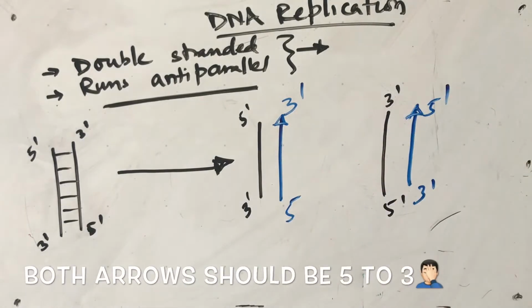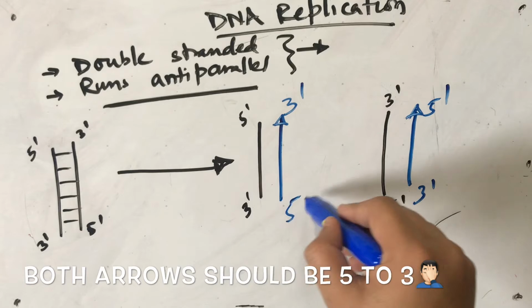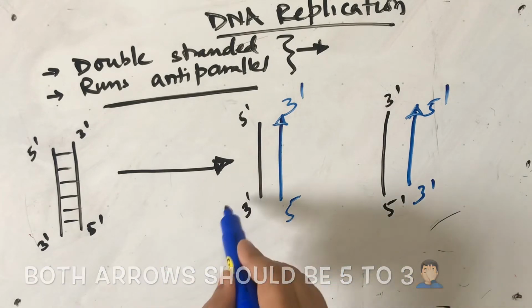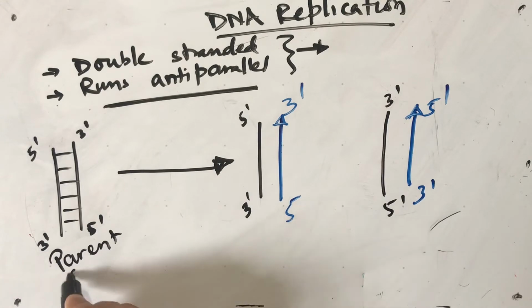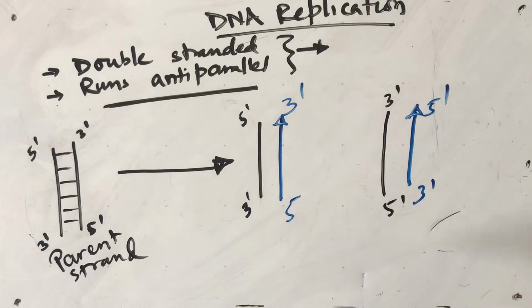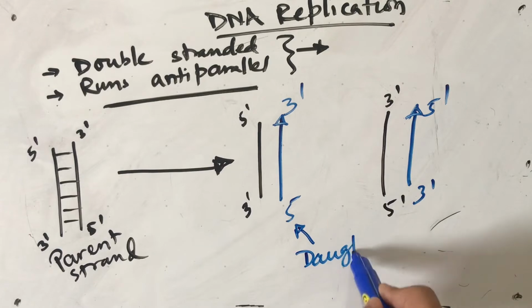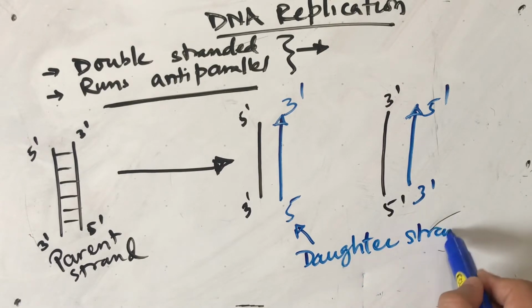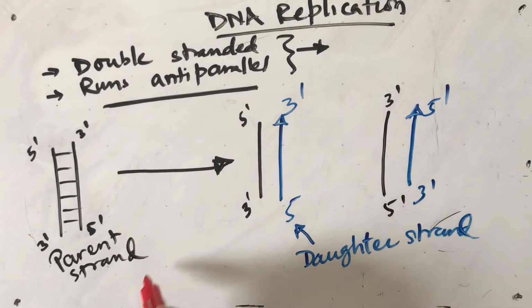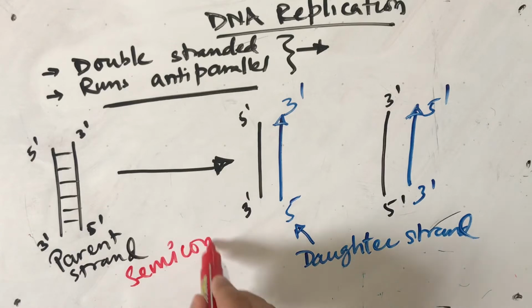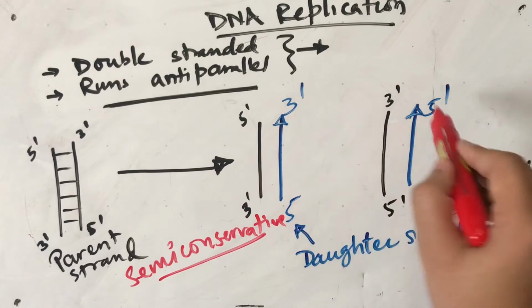Now the reason I'm drawing that arrow is because DNA replication always happens from the 5 prime to 3 prime direction in the new strand, also known as daughter strand. So this one is your parent strand, P-A-R-E-N-T, parent strand, and this is your daughter strand. And this process, DNA replication, is known as semi-conservative. And as I mentioned earlier, it always runs from 5 prime to 3 prime direction.